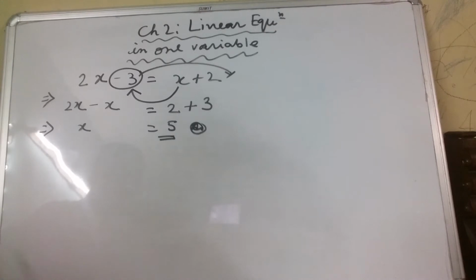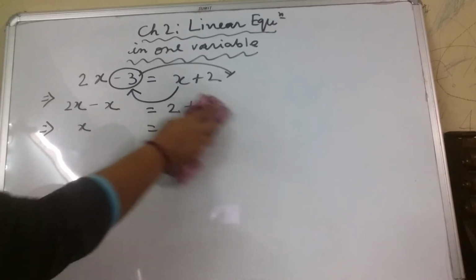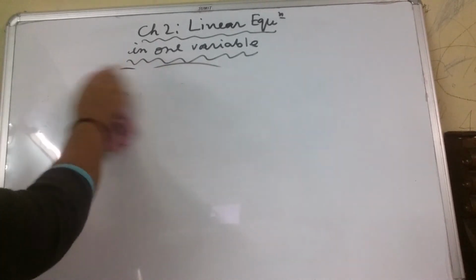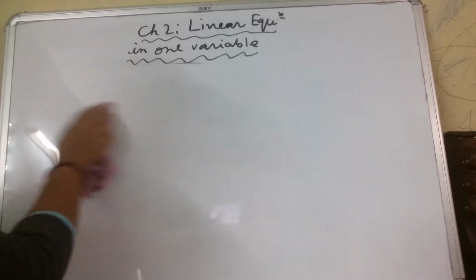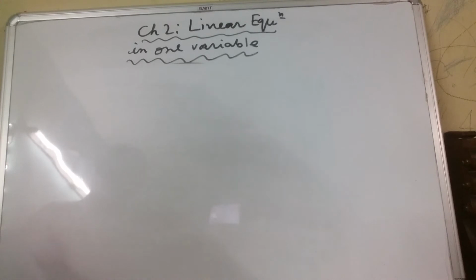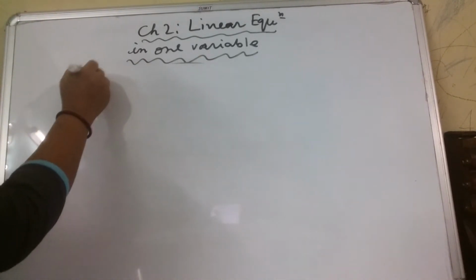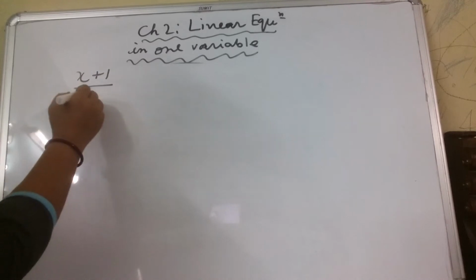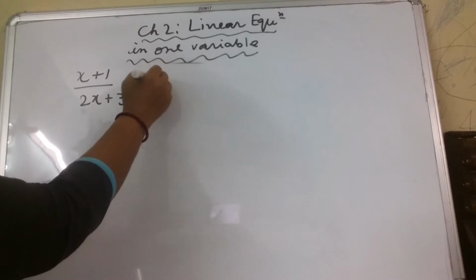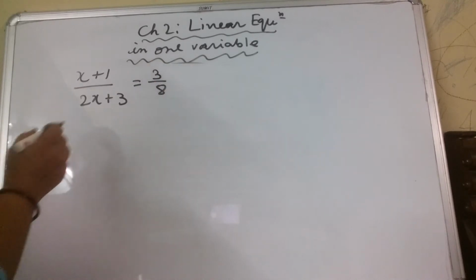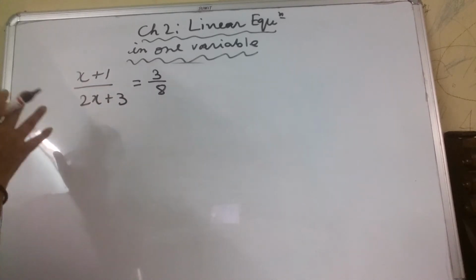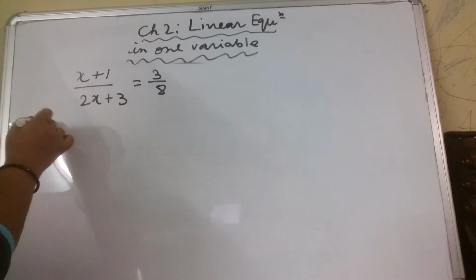Next, what we have learned? We have learned to reduce equation to its linear form. The usual linear form, that equation is not written. So first you have to reduce that equation in its linear form. Say (x + 1)/(2x + 3) = 3/8. Okay. So this is not the usual form of writing linear equation. So first we have to reduce it in its linear form. So what you will do?